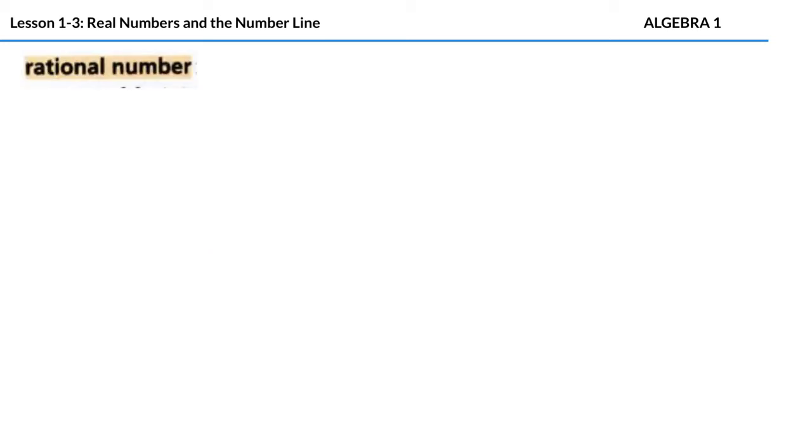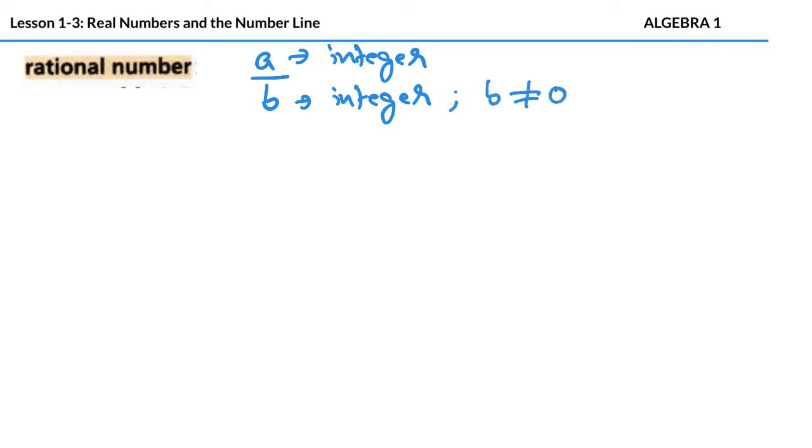Let's understand what is a rational number. A rational number is any number that can be written in the form a over b, where a is an integer and b is also an integer, and b cannot be equal to 0. The denominator cannot be 0. So any number that can be written in the form a over b, where a and b are integers and b cannot be 0, is called a rational number.